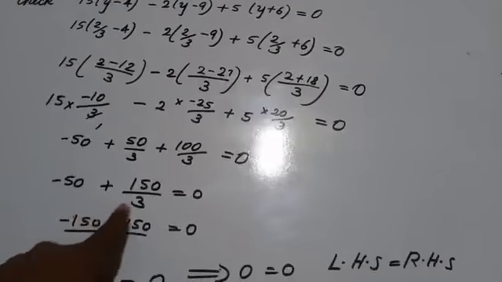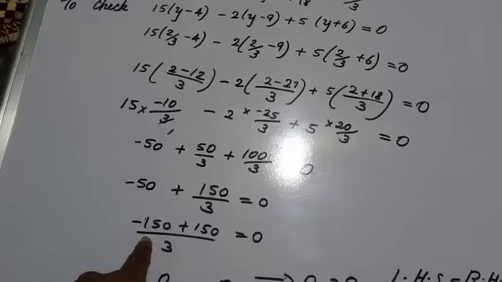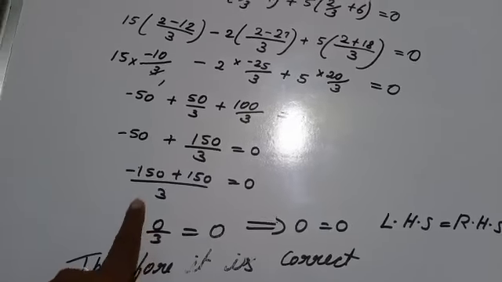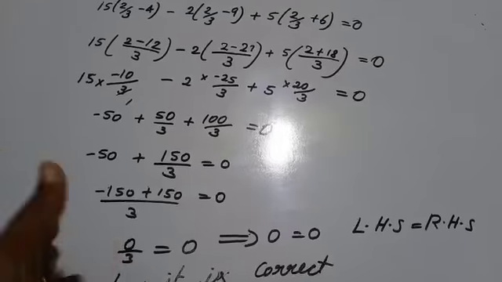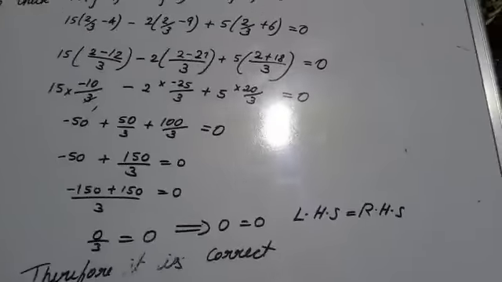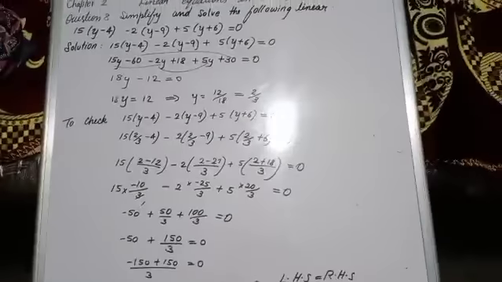How did you get minus 150? By taking the LCM of both. So here, the numerator becomes 0. Once the numerator becomes 0, everything will become 0. 0 is equal to 0. Left hand side is equal to right hand side. Therefore, it is correct.